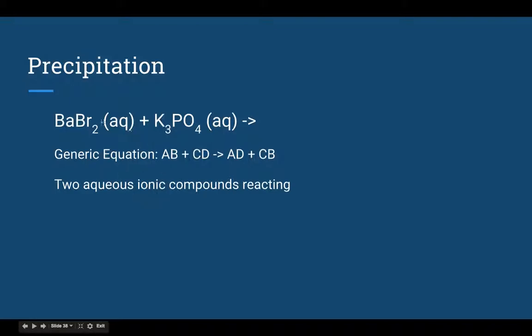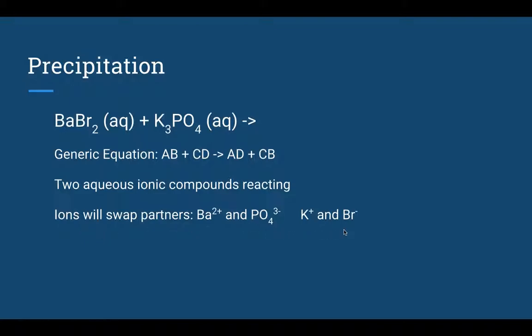So in this case, what we've got is barium bonding to phosphate. This would be D, I guess, in this case. And K is going to bond to Br. So we have 2 aqueous ionic compounds reacting. We need to figure out what those charges are on those ions so that when we swap the partners, we can predict what the formulas of the products are going to be.